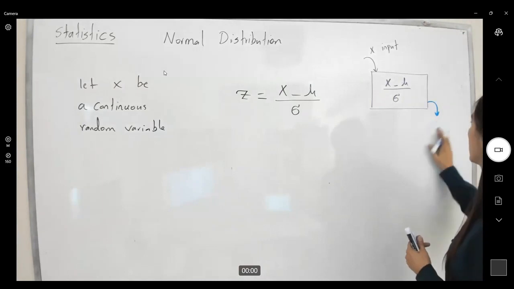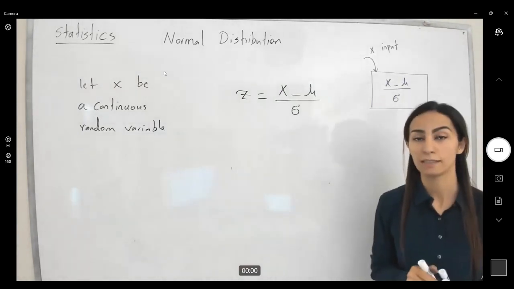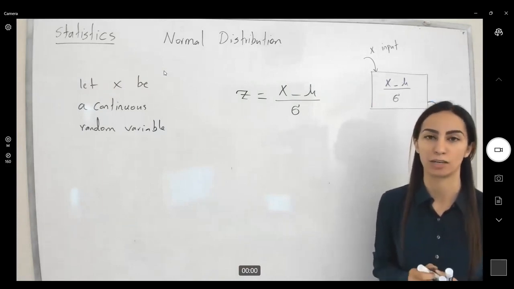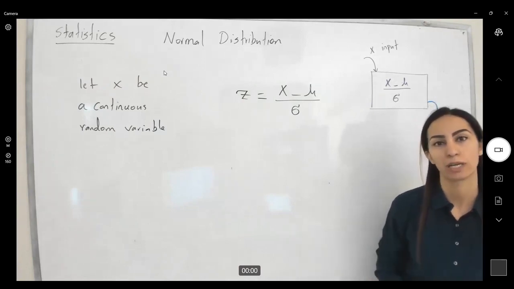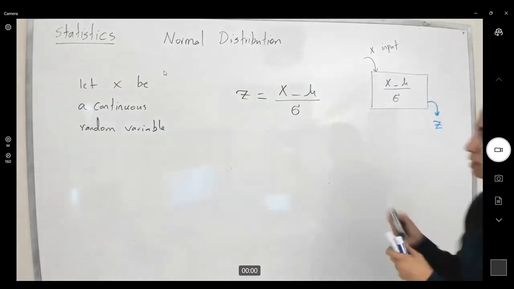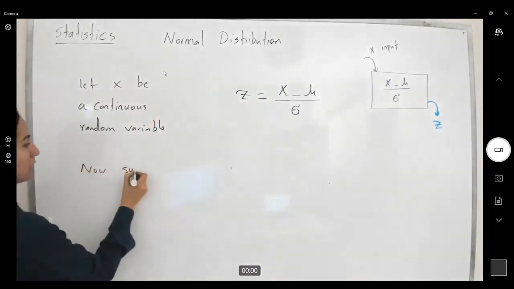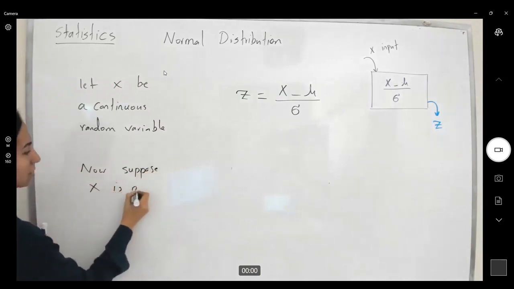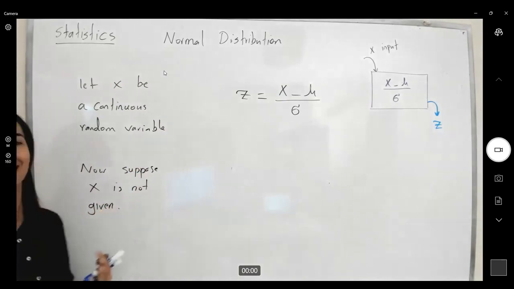All right, well, now I expect you to ask, what if I have z and I want to know what was the actual data? What was the actual number that I was working with? Now, suppose x is not given. What is given? Z is given.